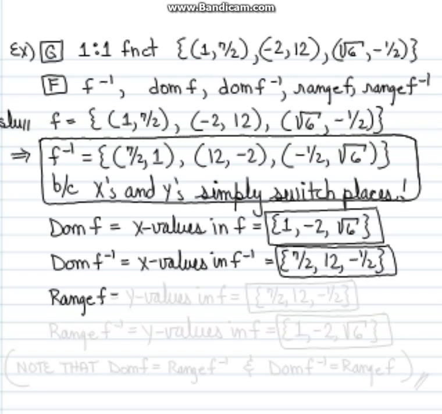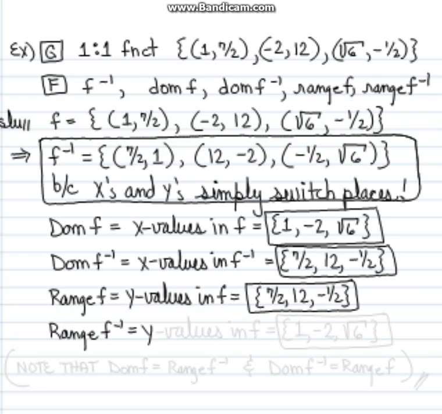The range of f are the y values in the f function. They are the numbers 7/2, 12, -1/2. And the range of the new inverse function, f inverse, are the y values in that function, which happen to be the same as the x values in the original f function. Oh, I made a typo there. I said the y values in f. I meant the y values in f inverse.